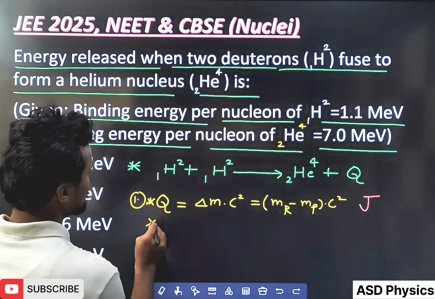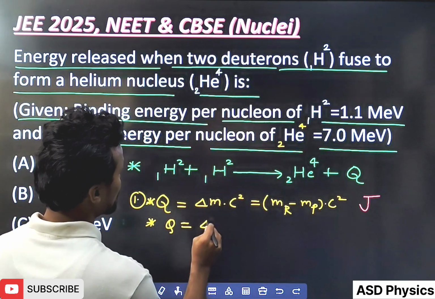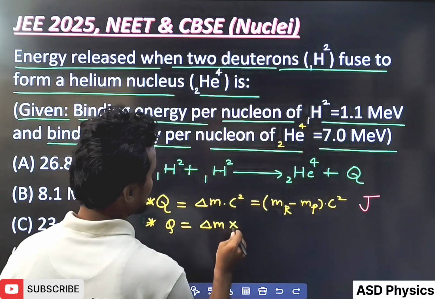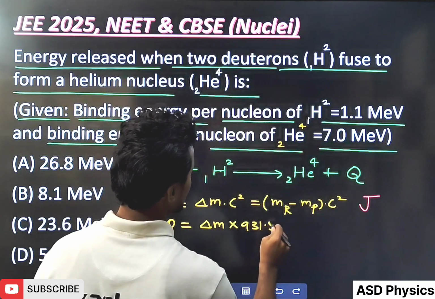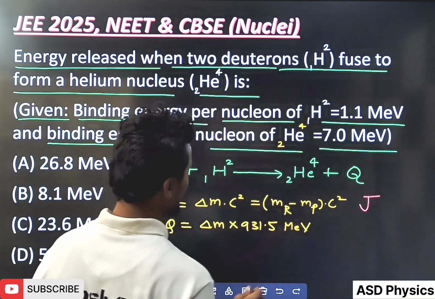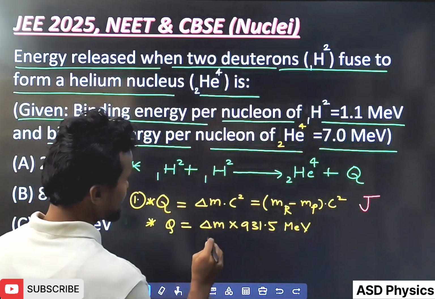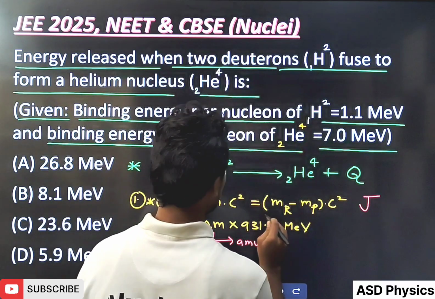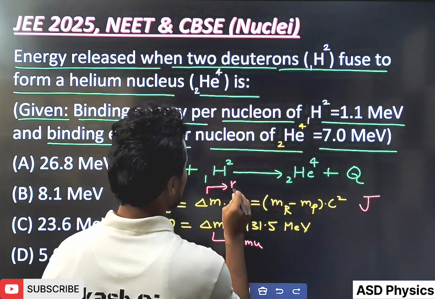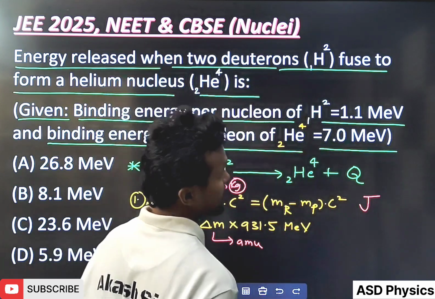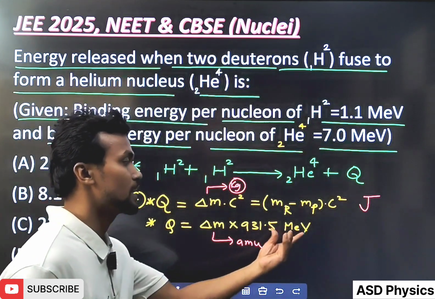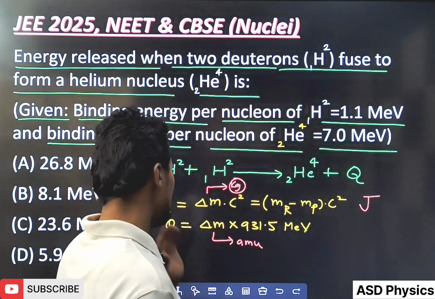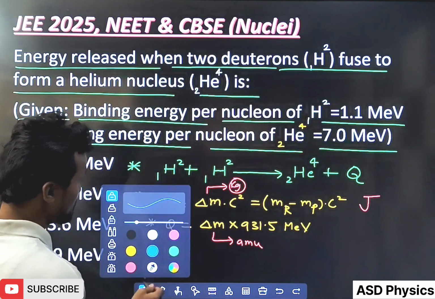If in case I use the other one, Q equals delta M into 931.5 MeV, then this delta M has to be used in AMU. Here I am using kilograms, so the answer comes in joules, and here I use AMU, so it comes in mega electron volts. This is one way to solve this question.